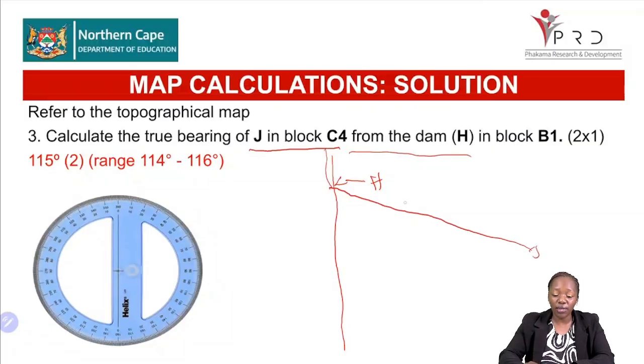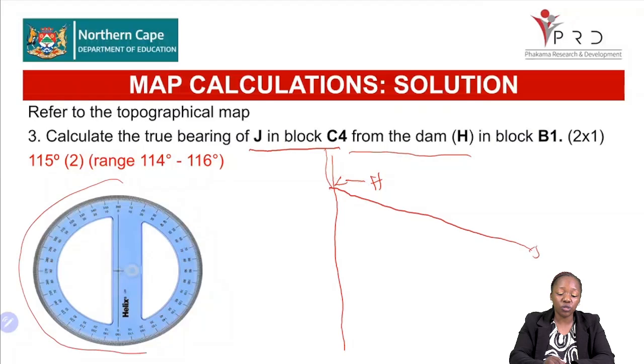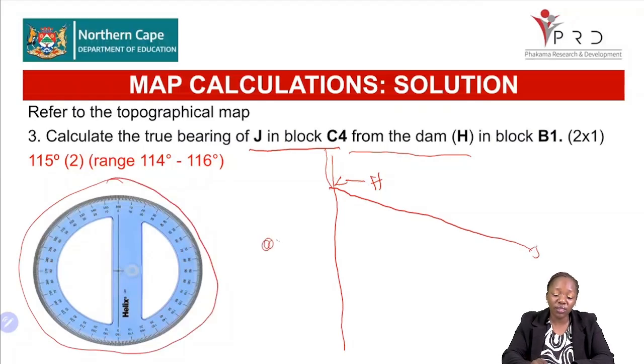So once you are done, you then place your protractor. It is important that you use the 360 one, especially when your feature is on this side, because if you are using the one that is half, it means you still need to add the 180. But if you are using the 360, you don't add anything because it gives you the straight angle.